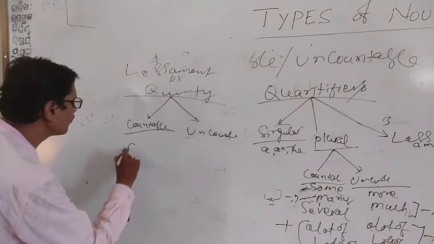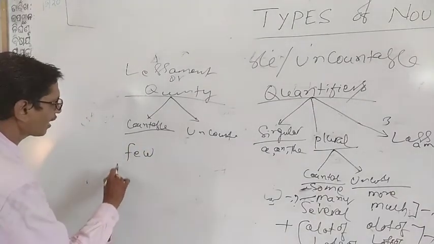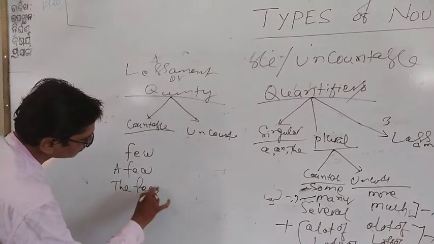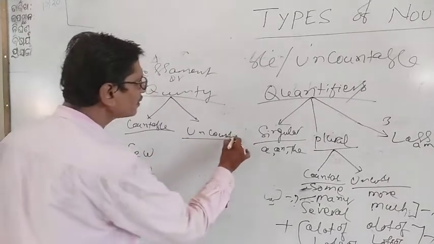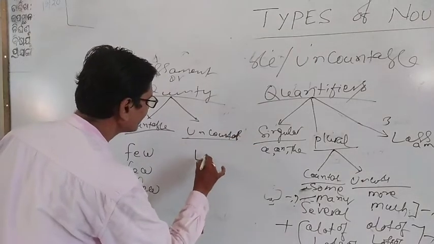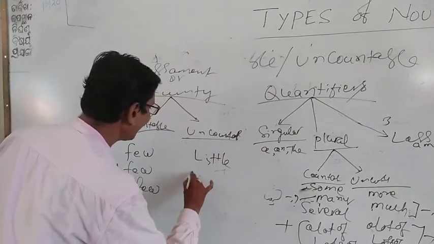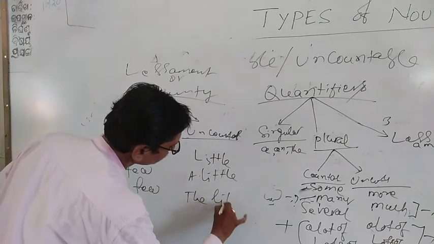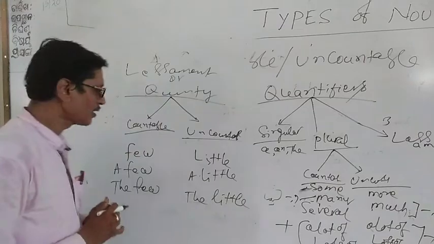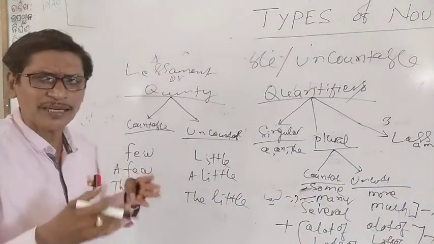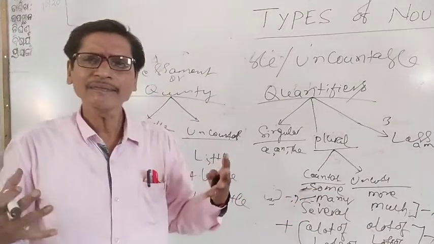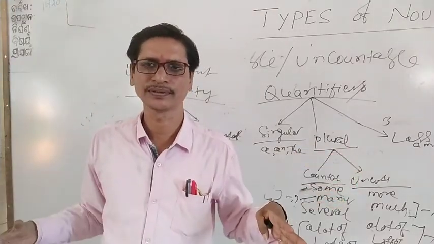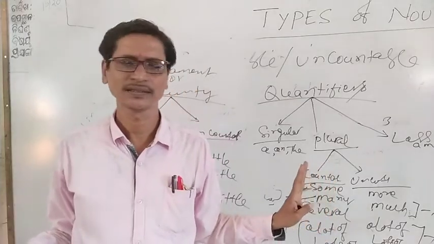For countable, what do we use? We use few, a few, the few. For uncountable, little, a little, the little. Okay, few means positively we say no. I have few friends at Gorakhpur. Means I have no friends.